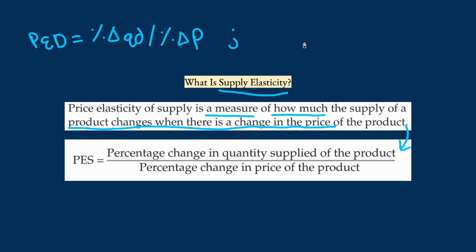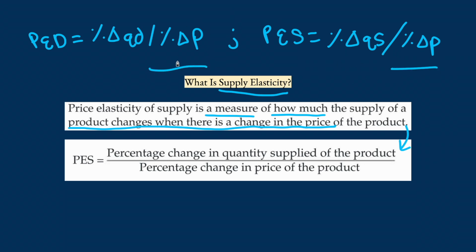And now we have something called PES, which actually has a very similar formula when you break it down. That is going to be percentage change of quantity supplied, now because we're on the supply side, not the demand side anymore, and then divide all that by the percentage change of price. So once again, just to clarify, the denominators of both of these formulas are going to be the same, okay? You're always going to divide PED and PES by the percentage change in price. The only thing that changes is that for demand, it's quantity demanded on top, and for supply, it's quantity supplied on top.